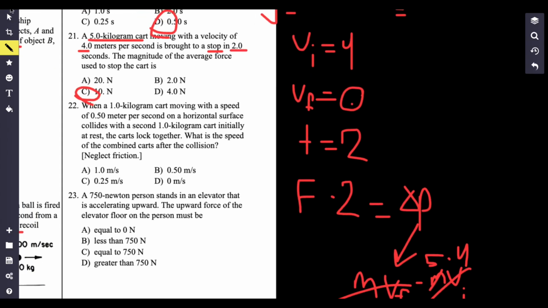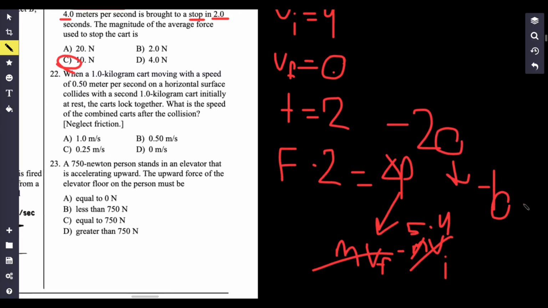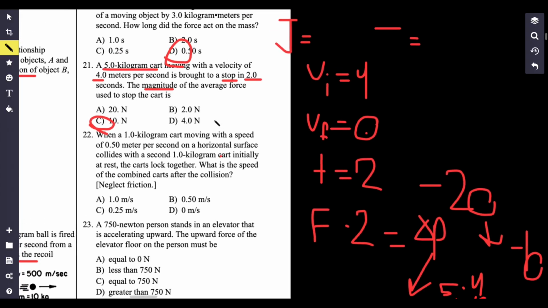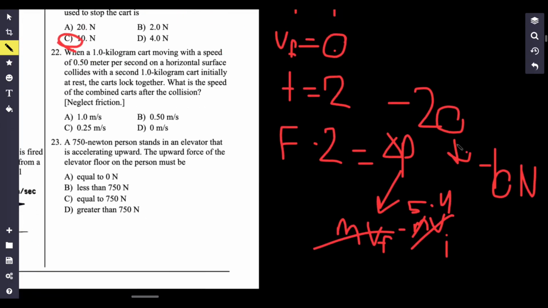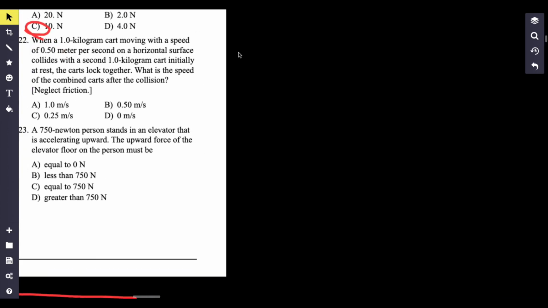All right. And I know that this is negative 5 times 4, so technically this is negative 20, and that should be negative 10 newtons as the force. But this is saying the magnitude of the average force. So whenever you're talking about things in terms of magnitudes, you're ignoring the signs. You're only caring about how large that quantity is. So you ignore the sign in front of that.